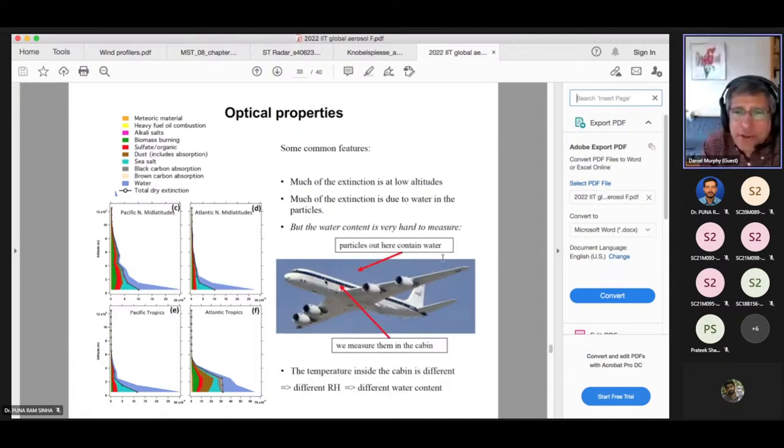And the water content is very, very hard to measure. The reason is that what you're really interested in is the particles that are out in the atmosphere, but we measure the particles inside an aircraft cabin. It's impossible to keep the aircraft cabin at exactly the same temperature as the outside air, especially at high altitude. It's a lot warmer in the aircraft cabin, of course. And when you change the temperature, you change the relative humidity, and that changes the amount of water in the particles. So though we can measure, for instance, the sulfate content of the particles, we have to calculate the amount of water they had when they were out in the atmosphere.